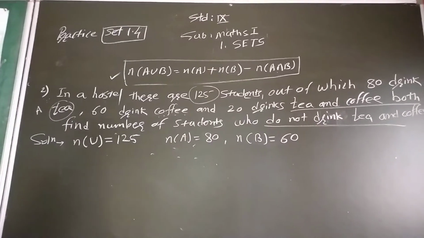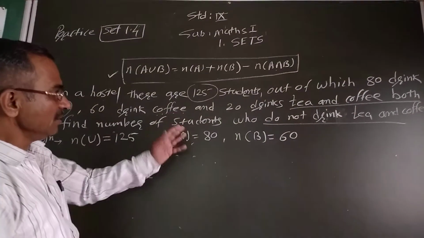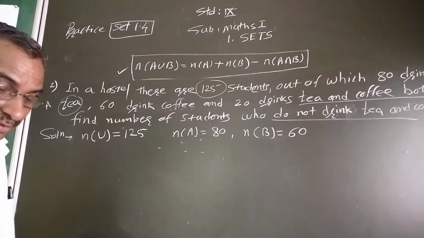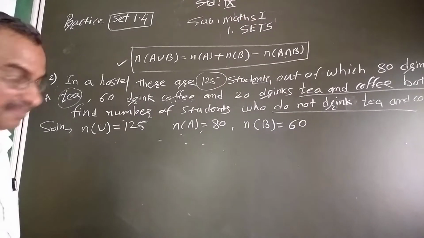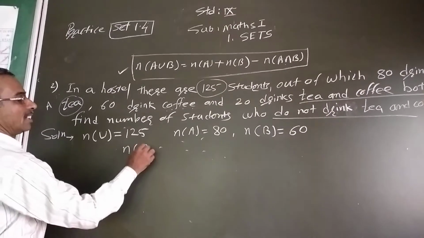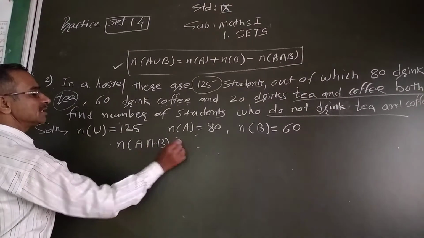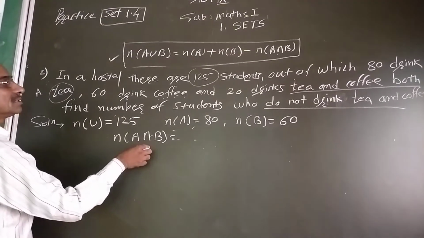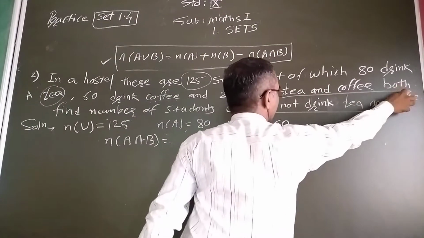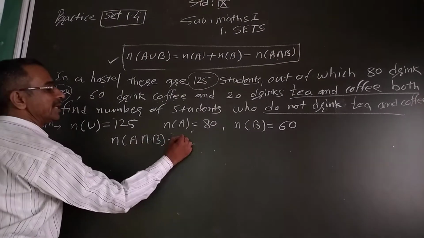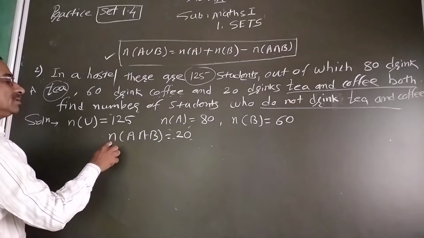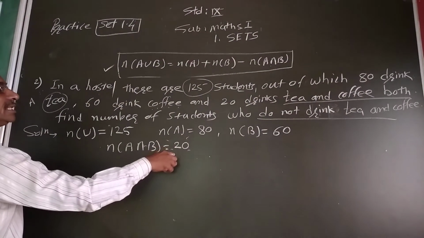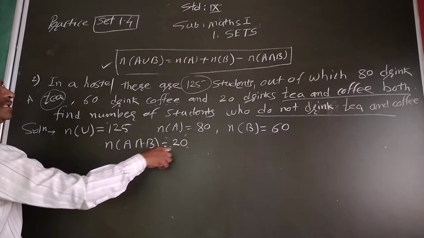And then the students drinking both tea as well as coffee. Tea as well as coffee means n(A intersection B), both are common. The elements of A and B, both students are common when they are drinking tea and coffee. It will be 20. It is denoted by n(A intersection B) is equal to 20, means tea and coffee drinking students are 20.